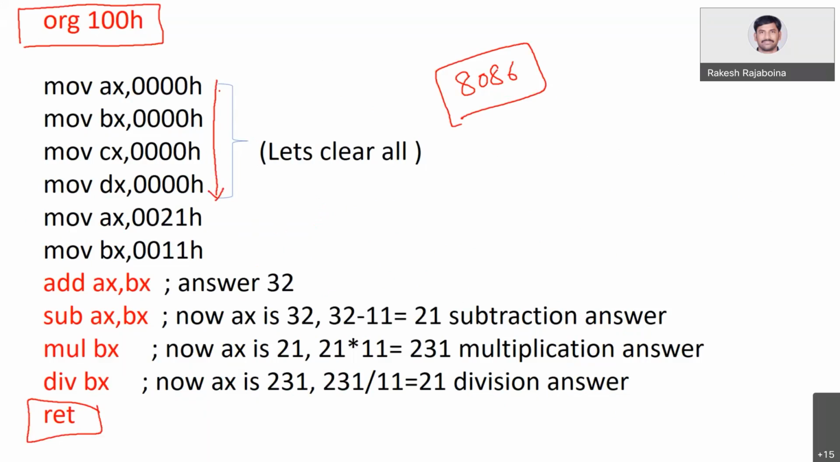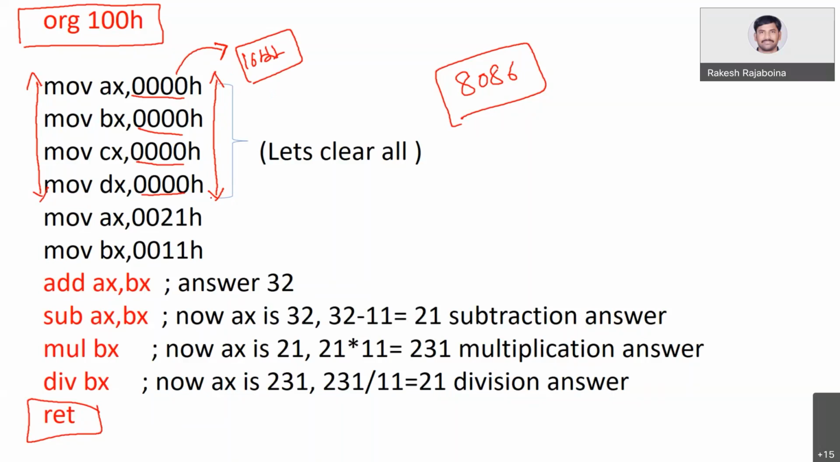Initially, these first 4 instructions are not compulsory. To make it more clear, I cleared all the registers with 0 values. Is it 16-bit data or 8-bit data? 16-bit data. So I cleared my AX register with all zeros, and BX register with all zeros. If something was there from a previous execution, that will be cleared so that there won't be any confusion.